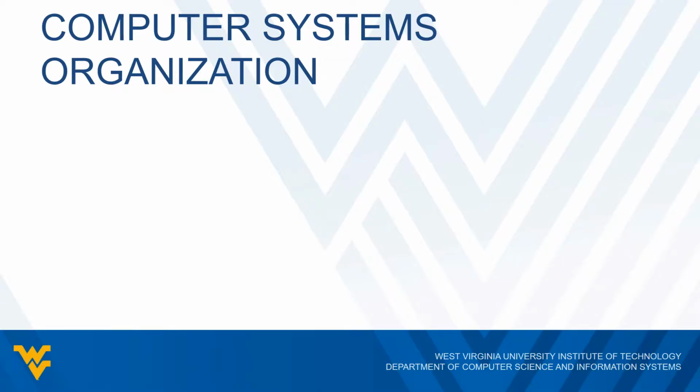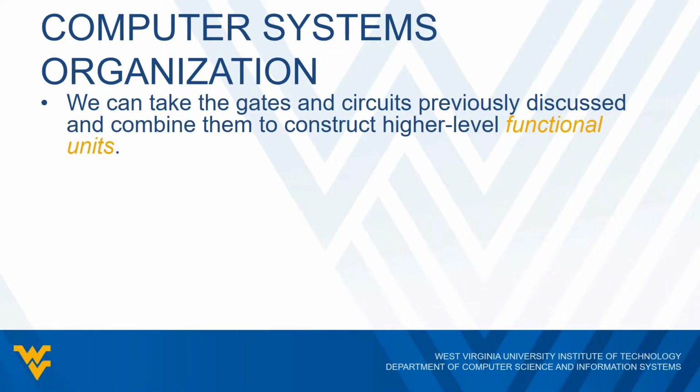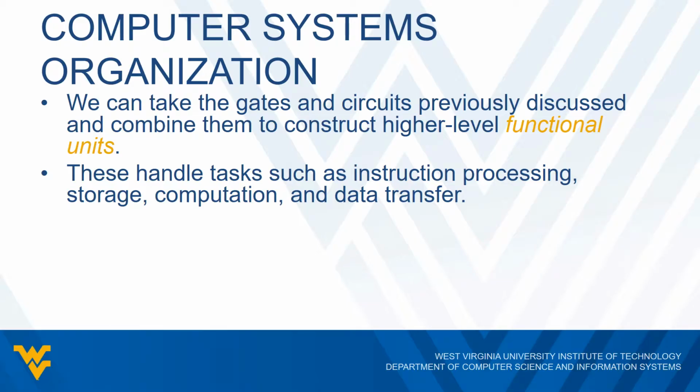So instead, we need to see how we can use these gates and circuits to put together more complex stuff, looking at a more high-level approach. This is what we call functional units. We're going to take the gates and the circuits, combine them together and construct these higher level units called functional units. The idea with these units is they can handle different types of tasks. They can do things such as instruction processing, information storage, computation, and data transfer.